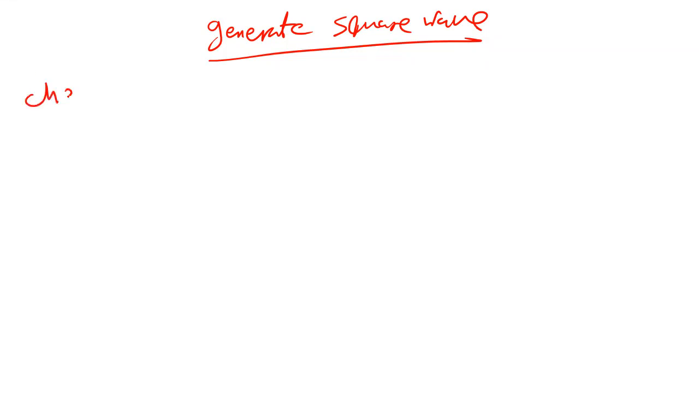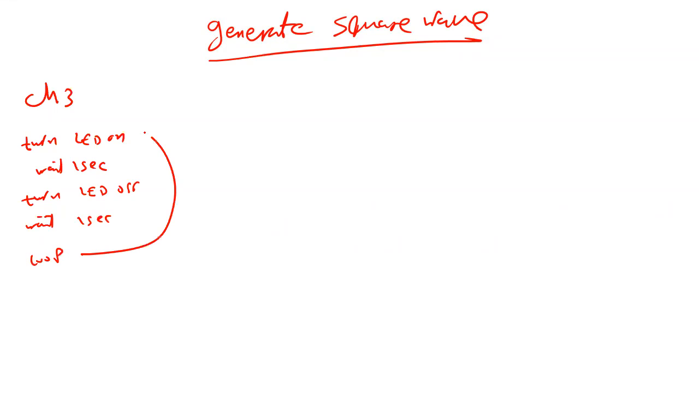In chapter 3, we generated a square wave this way. You remember when we did turn LED on and then wait 1 second, and then turn LED off and then wait 1 second and then loop back. Okay, that's what we did in chapter 3. When we did flashing, it was a square wave. Okay, but this is too bad, right? That's what I said. We shouldn't use it this way.